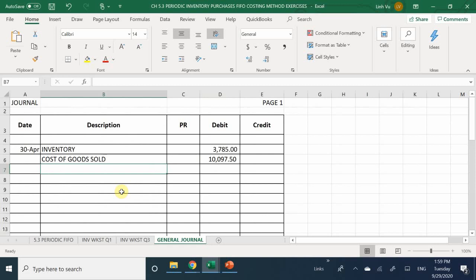Let me ask that question again. I'm trying to zero out an account. If I originally placed my items in my inventory expense account, how do I remove it?